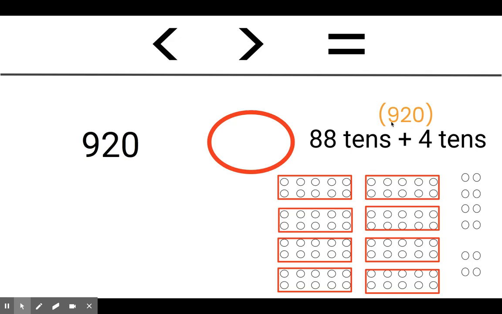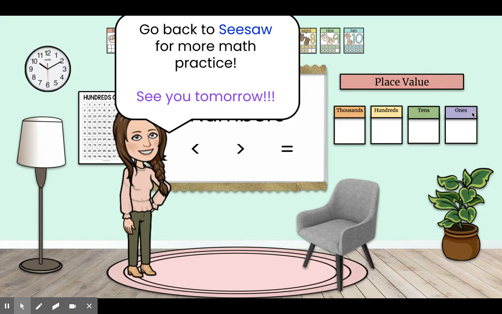When we write that number in standard form, we can more easily compare it with another number written in standard form. Now we have 920. Is it less than 920, greater than 920, or equal to 920? Write it on your whiteboard. If you put equal to, you're correct. 920 is equal to 88 tens plus 4 tens, which was 920.